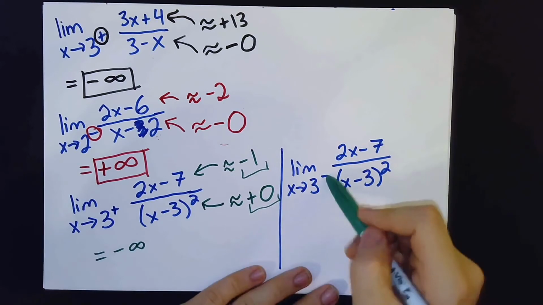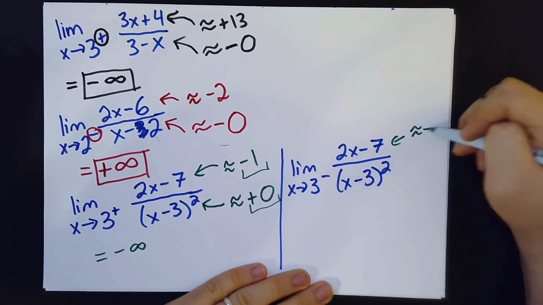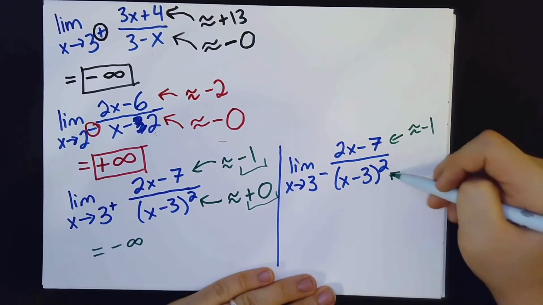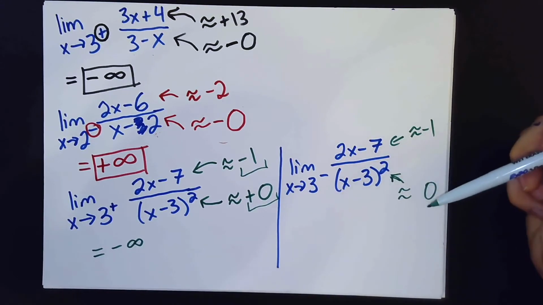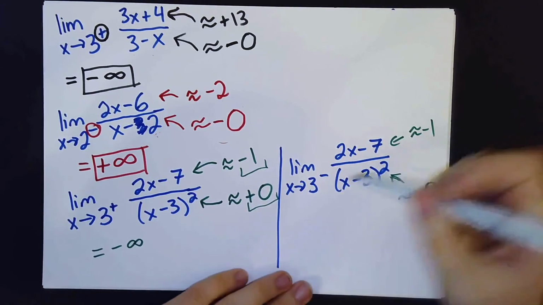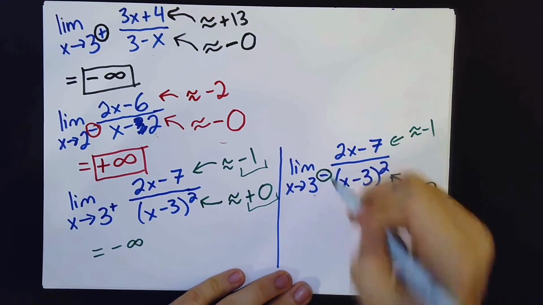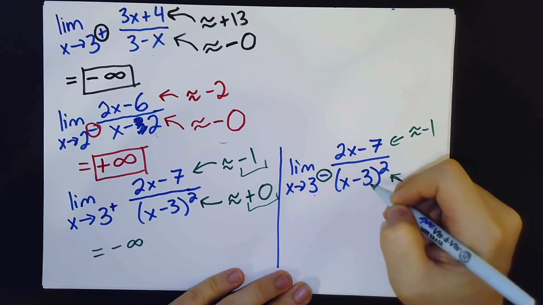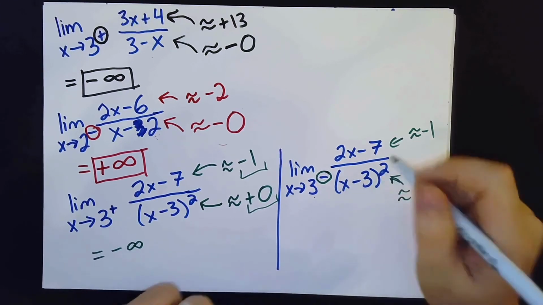Okay, what if I went from the left instead? Well, this is still going to minus 1 because I didn't change that part. Let's think through this piece now. I know it's going to 0, but I need to decide whether it's going to positive 0 or negative 0. So my x is a little less than 3. That's what this minus is telling me. And so if I take a number that's a little less than 3 and subtract 3 from it, I get something negative. I get a negative tiny number.